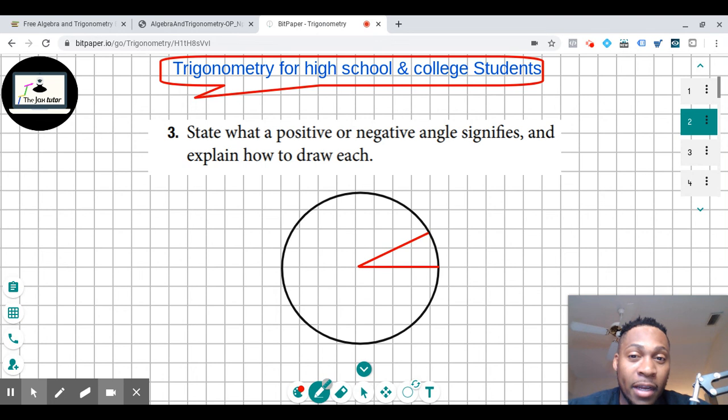Today we're going to identify the difference between a positive and negative angle, and why that makes them positive and negative. So it's your host Romel with the Jax Tutor. We're doing trigonometry for high school and college kids.